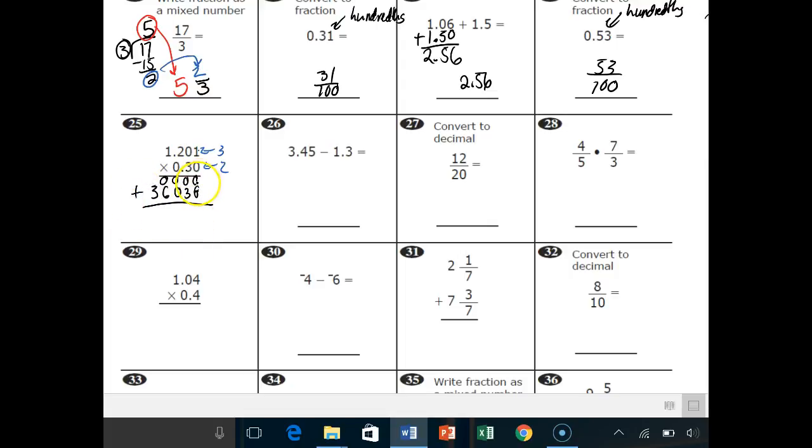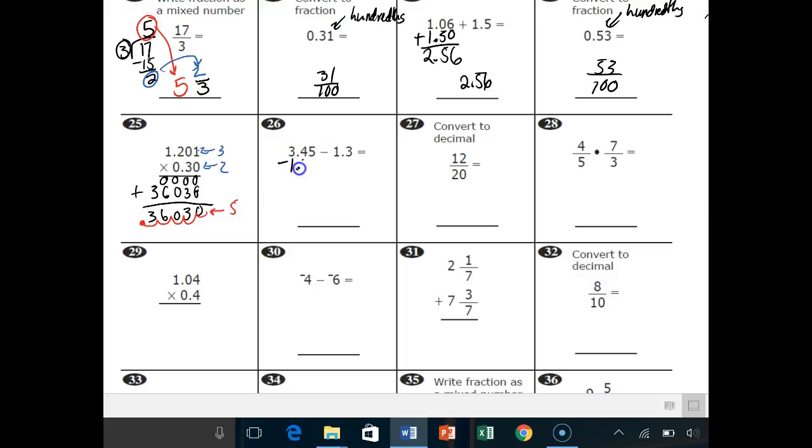All right, so I have 0, 3, 0, 6, 3. That's not my answer because I have to swoop 5 times. Again, 3 times there, 2 times there, so 5 times. So once, twice, 3 times, 4 times, 5 times, 0.36030. That's your answer.